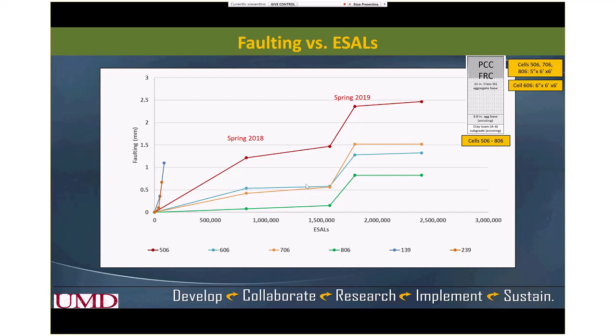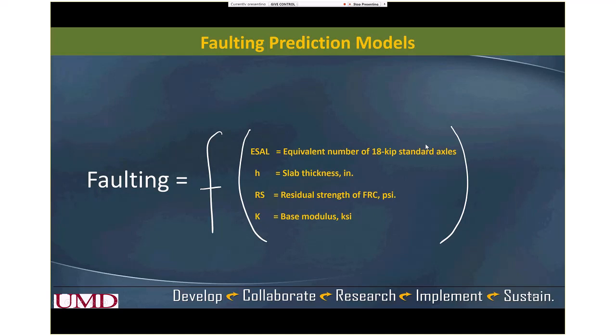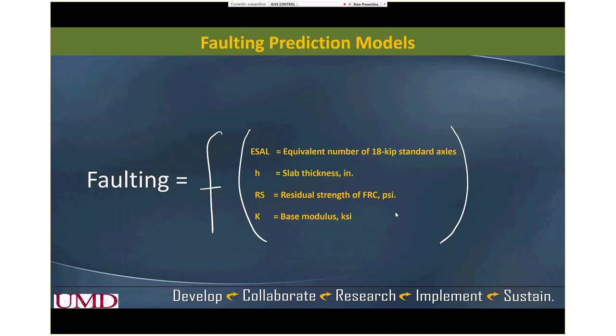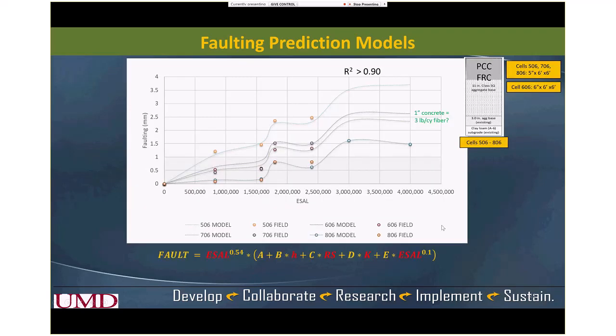But these two curves give a good indication that maybe 1 inch of extra concrete is equal to 3 pounds per cubic yard of fiber. That's the extra fiber we used in cell 706. So with the faulting data, we have created faulting models with respect to ESALs, slab thickness, residual strength, and modulus of subgrade reaction, and so far the model looks like this.